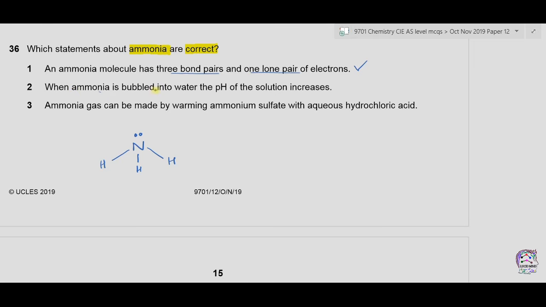Option 2. When ammonia is bubbled into water, the pH of the solution increases. Let's write the equation for this reaction. We have ammonia. When it is dissolved in water, it becomes ammonium hydroxide. Now ammonium hydroxide is basic in nature because it forms OH- ions. Because of the increase in OH- ions, the pH of the solution will become more basic, or it will increase. So option 2 is also correct.